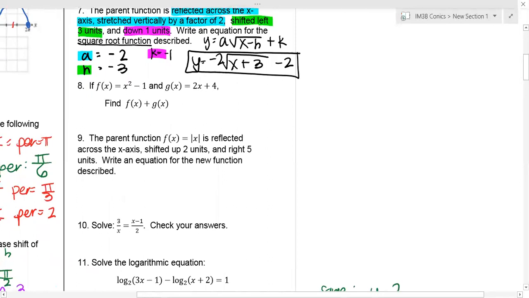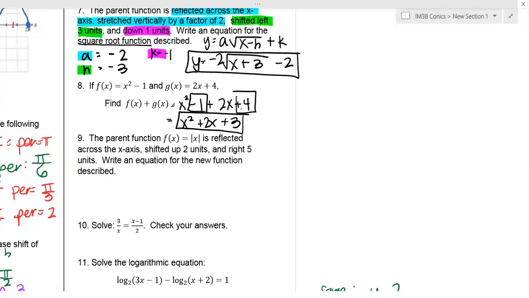For 8, they're giving us 2 equations. So f of x is x squared minus 1, g of x is 2x plus 4, and they just want us to add them together. So we're literally taking x squared minus 1 plus 2x plus 4, and we want to write that in standard form. For x squared, we only have 1 term. For x's, we only have 1 term. And then for the constants, we have plus 4 minus 1, so that's going to give us a plus 3. So f of x plus g of x then is x squared plus 2x plus 3.